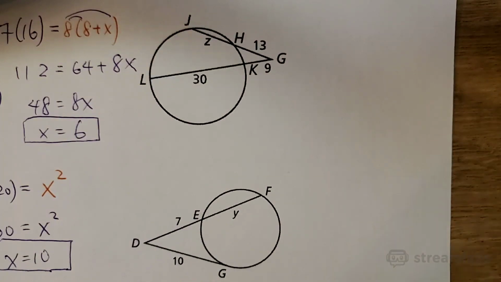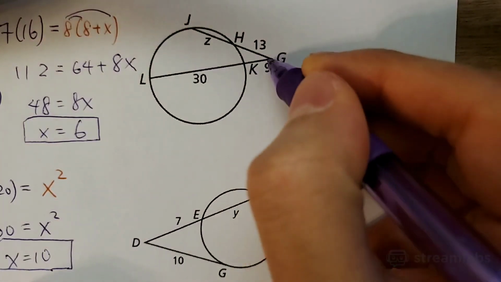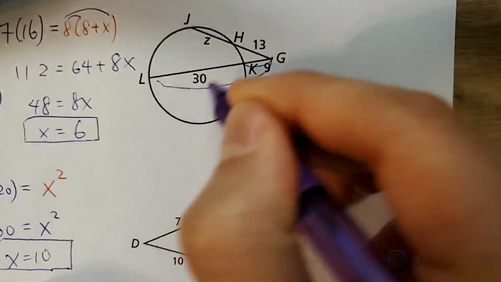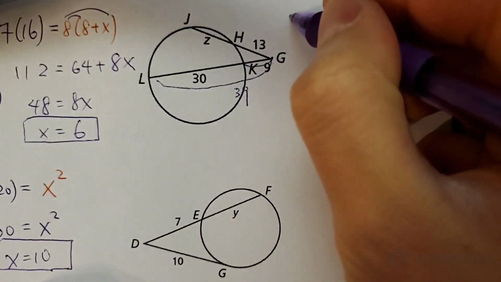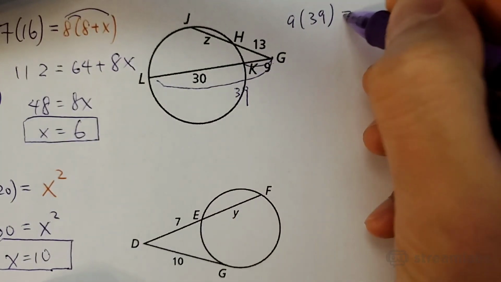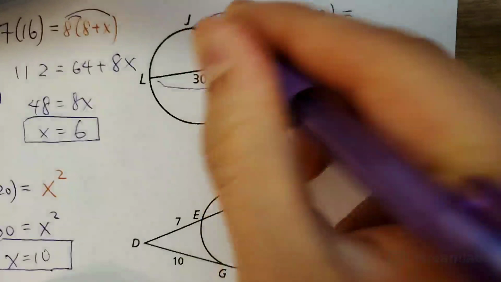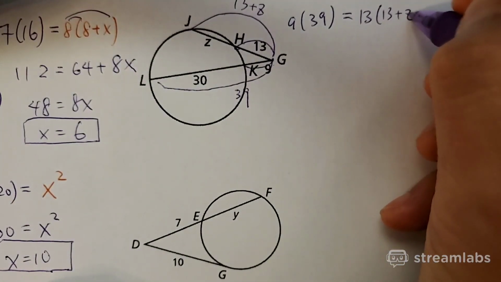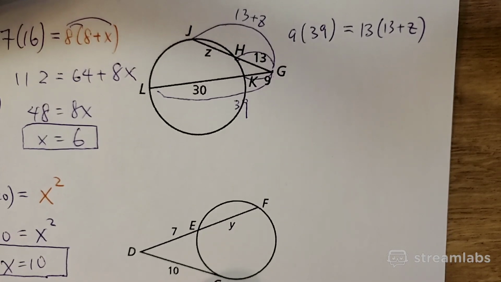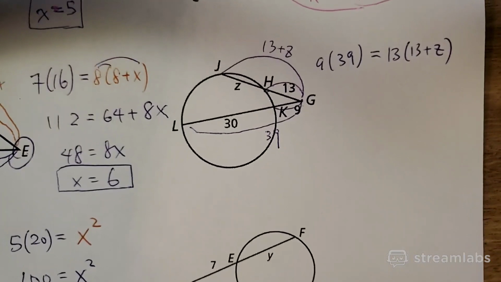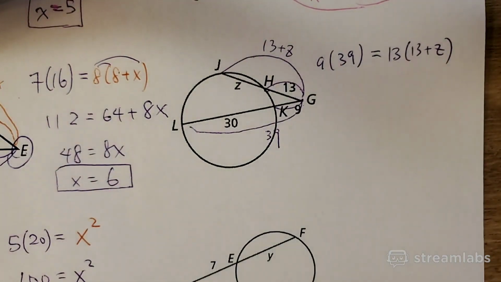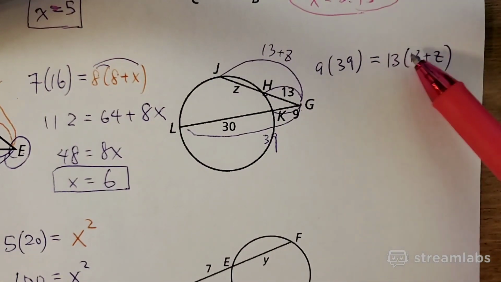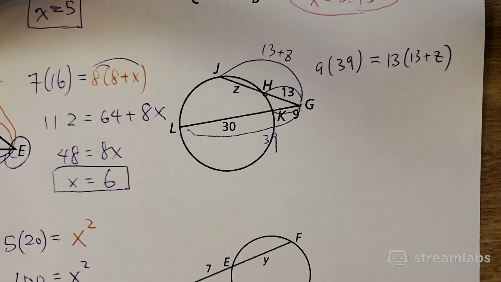So this one, you just need to make sure, like, outside situations, you always account for the whole thing. So the whole thing here is 39. Alright, so 9 times 39 is equal to 13, and then this is 13 plus z, right? Like that. So the setup is that, but then when you do it, you can actually simplify it first, because this is a lot of multiplication, right?